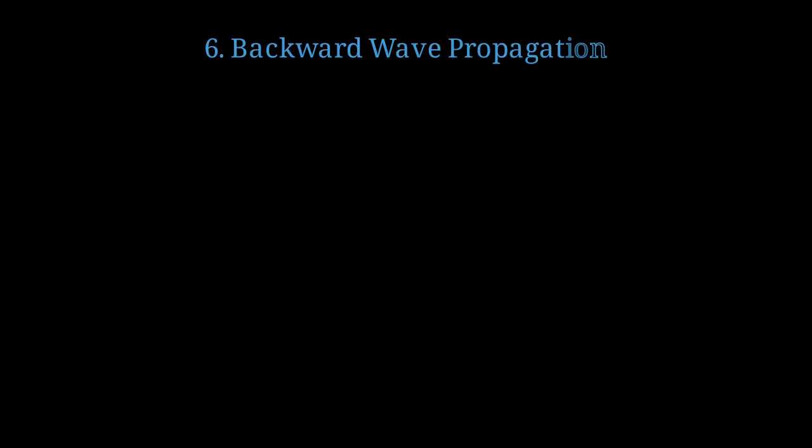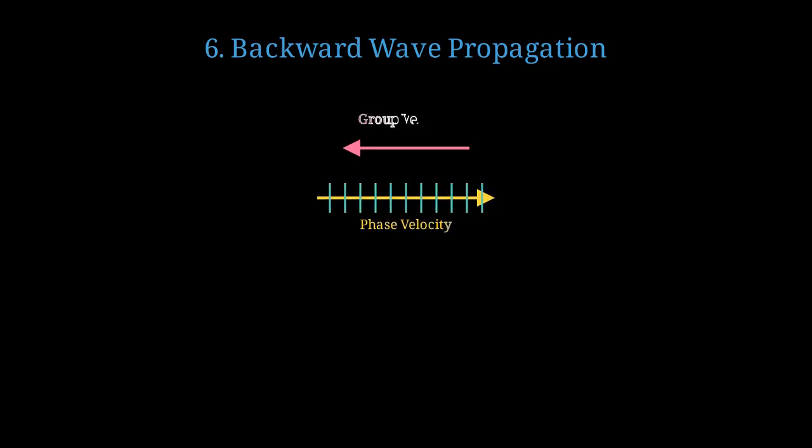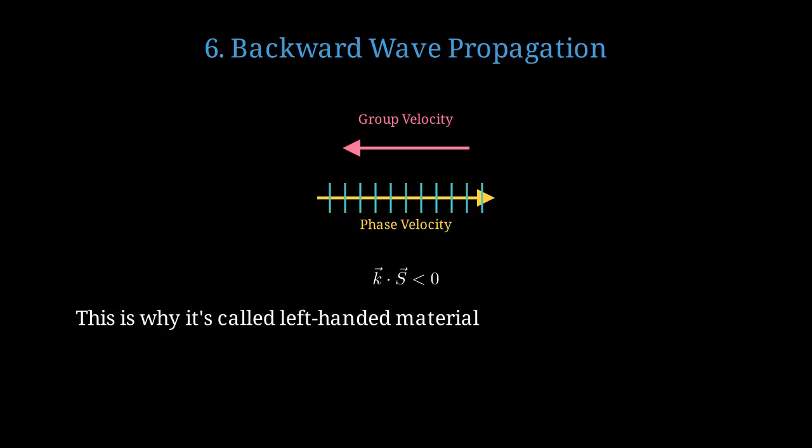Negative index creates bizarre wave propagation, where phase and energy move in opposite directions. In negative index materials, phase fronts move forward but energy flows backward, an anti-parallel relationship impossible in natural materials. The wave vector k and Poynting vector S point in opposite directions, giving negative dot product. This arrangement is called left-handed because E, H, and k form a left-handed triplet instead of the usual right-handed one.